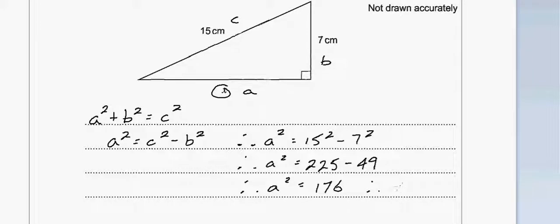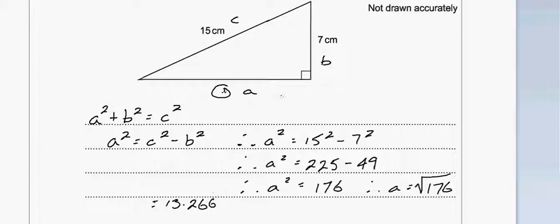So a will equal the root of 176. If I go to my calculator, let's just make sure 225 minus 49 is 176, so the square root of 176 is 13.266. So I can write here 13.266.